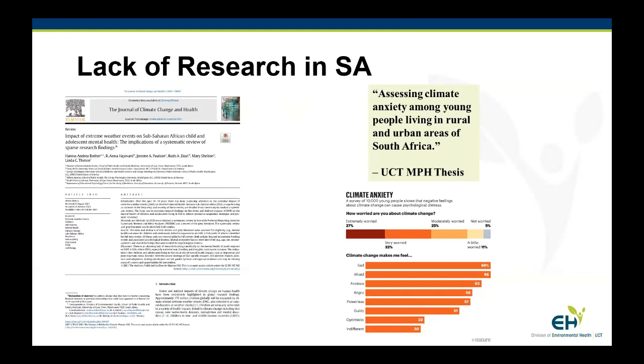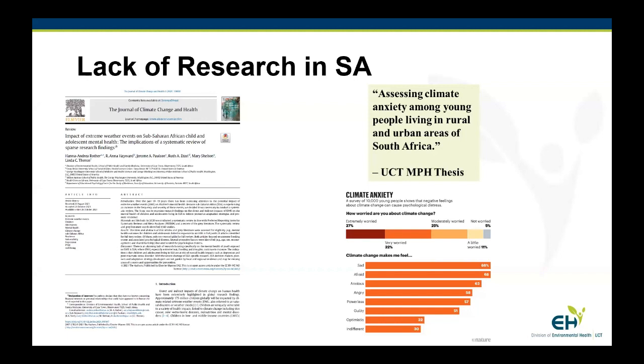We conducted the systematic review to see what the factors were in relationship to children living in sub-Saharan Africa. And we found two studies that were relevant. And it doesn't mean at all that there are no impacts. What it means is that there's a lack of funding and research focus on extreme weather events' impacts on youth and children within Southern Africa.